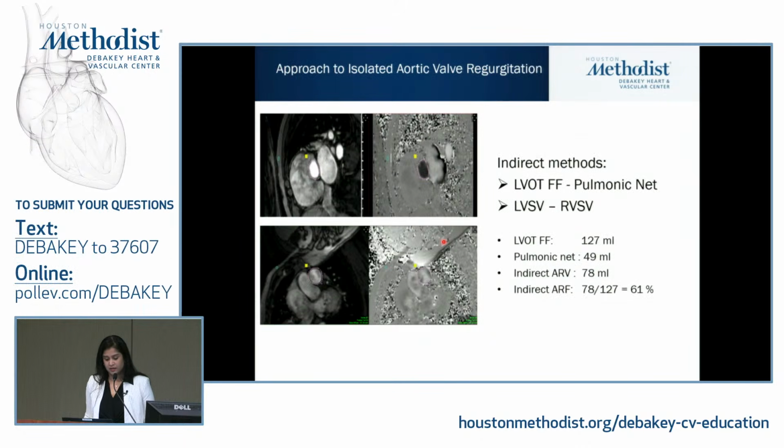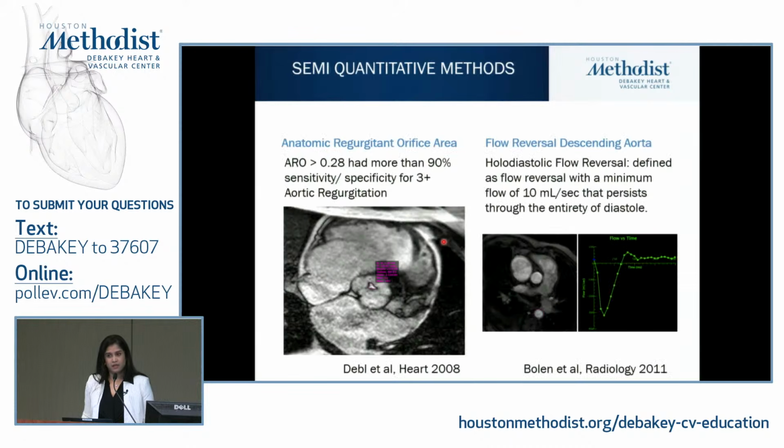The indirect method that we use is LVOT forward flow. And in the absence of any net intracardiac shunt, we can use the pulmonic net flow, which is usually within 5% difference of error from our aortic flow. And the difference between the LVOT forward flow and pulmonic net flow will give you your aortic regurgitation volume. So in this particular patient, using the indirect method, we were not too far off from what we got from our direct aortic regurgitation. There's other semi-quantitative methods that we can also use.